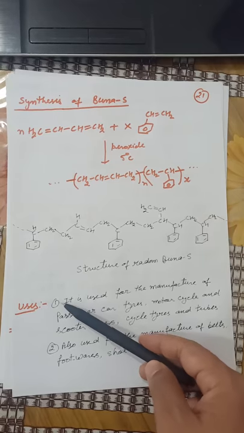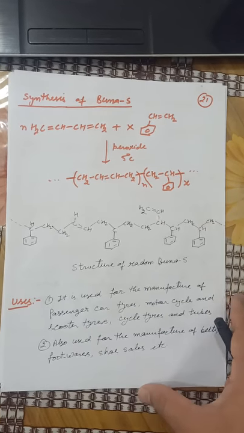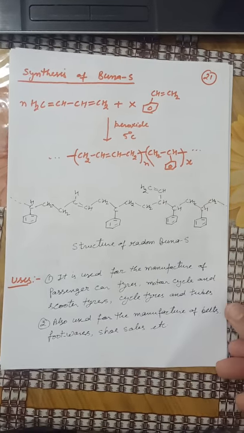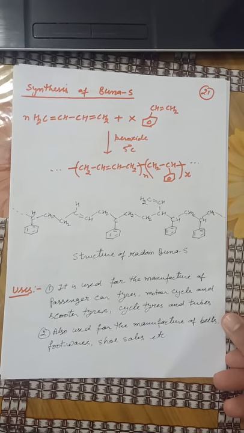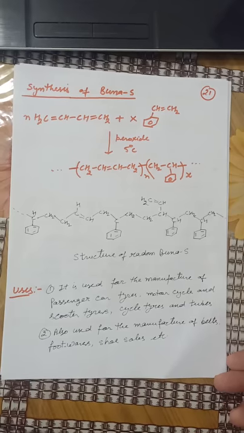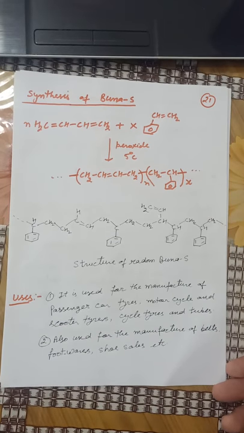Uses of this Buna-S: it is used for the manufacture of passenger car tires, motorcycle and scooter tires, cycle tires and tubes. Also used for the manufacture of belts, footwear, shoe soles, etc.